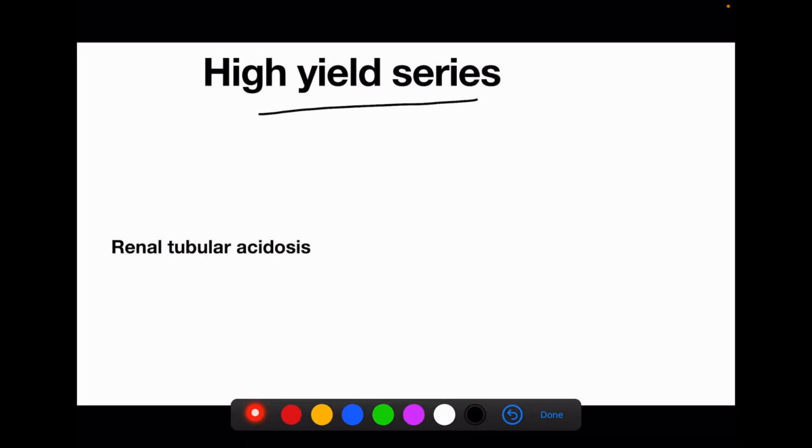Now in this video we will be talking about renal tubular acidosis. Renal tubular acidosis. So whenever you see renal tubular acidosis, I want you to think about normal anion gap metabolic acidosis. So this is one of the most important causes for normal anion gap metabolic acidosis. And whenever I say normal anion gap metabolic acidosis, I want you to think about bicarbonate loss.